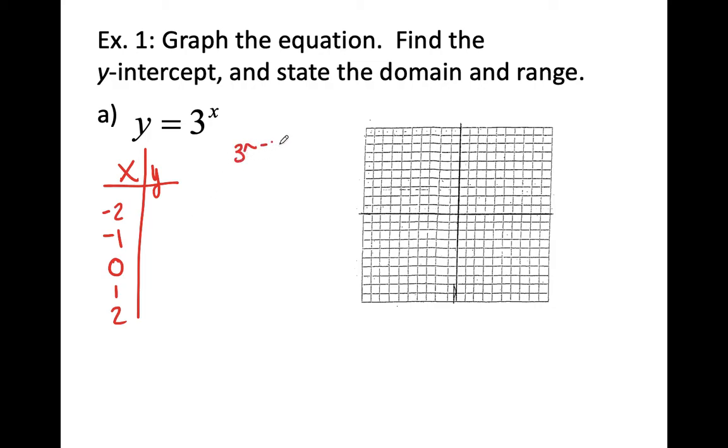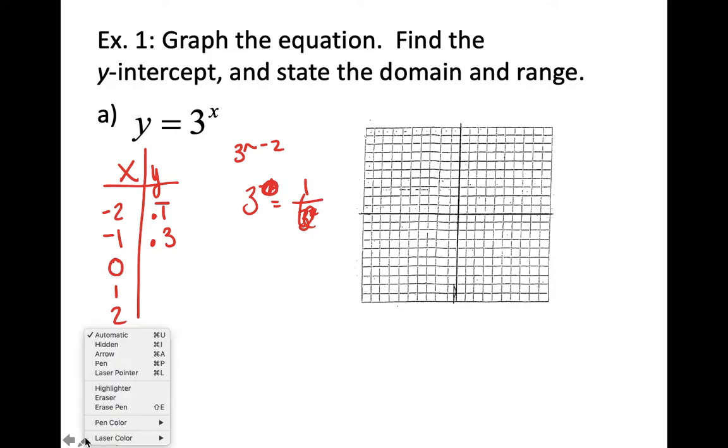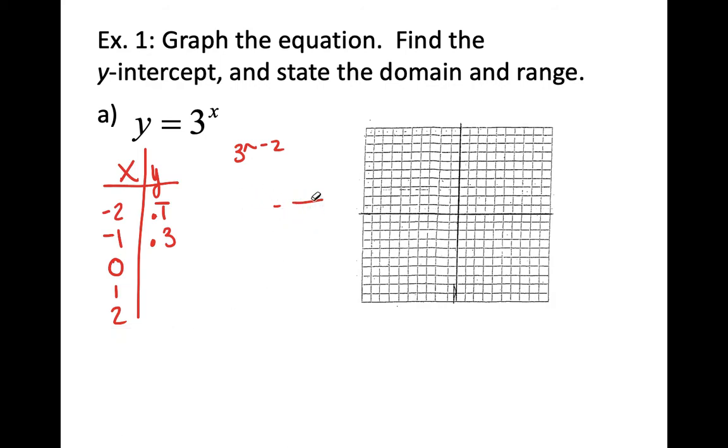And then you just type them into your calculator if you want. So 3 raised to the negative 2. You can also do this by hand. 3 to the negative 2 is the same as 1 over 3 to the positive 2, which is 1/9. So you end up with 1/9, which is about 0.1 repeating, and you can write it like that because we're just graphing them. So then if I put negative 1 in, 1 over 1/3, you get 1/3, so 0.3. If I put 0 in, anything raised to the 0 power is 1. So 3 to the 0 is 1.